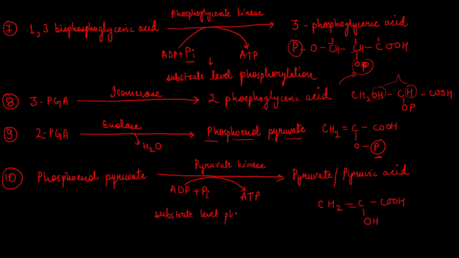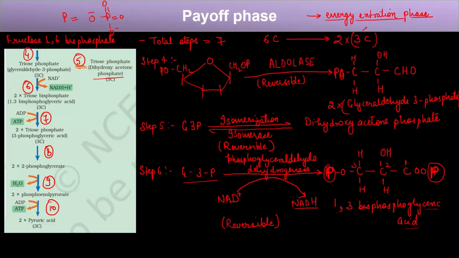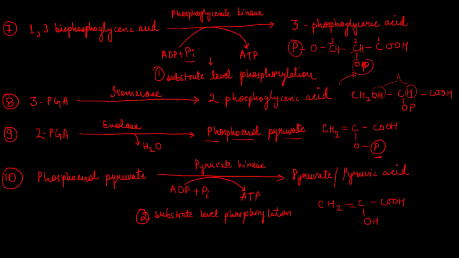This is substrate level phosphorylation. So what we are seeing here is that in the payoff phase, we had two substrate level phosphorylations, right? In which the ATP molecule is being formed. So this is the total payoff phase, and now with the help of the structure, we can see where phosphate group is being added, where it is getting removed, why ATP is being formed, and why it is known as substrate level phosphorylation.